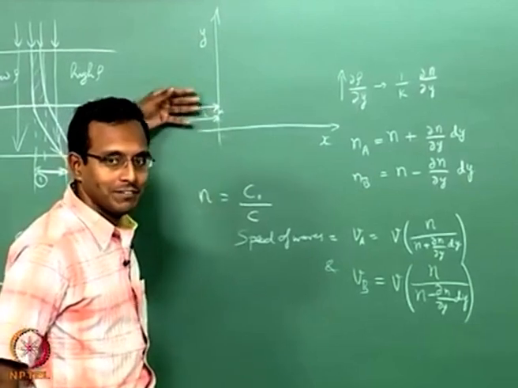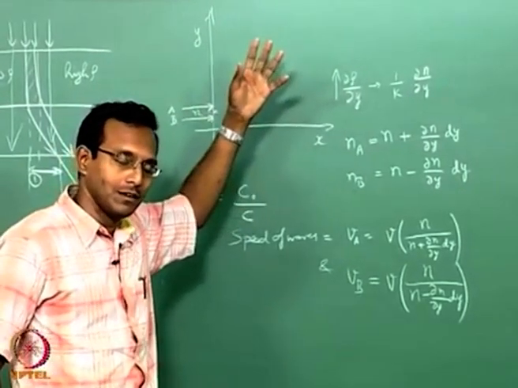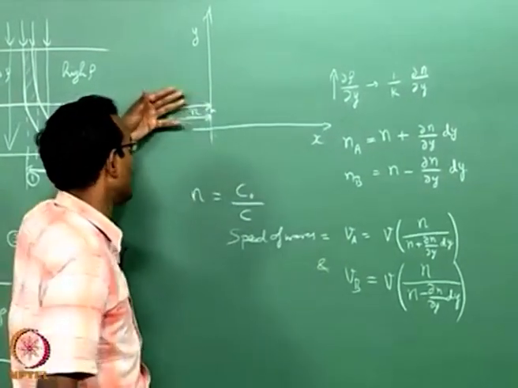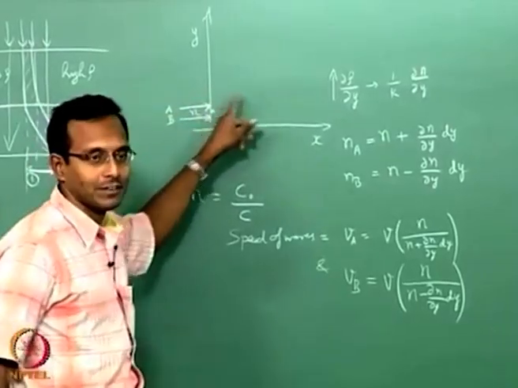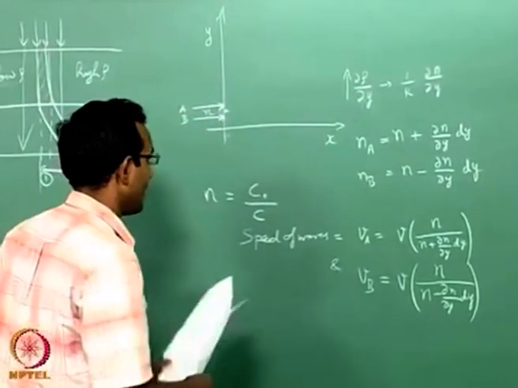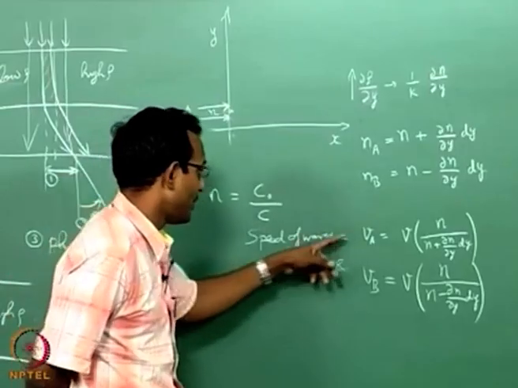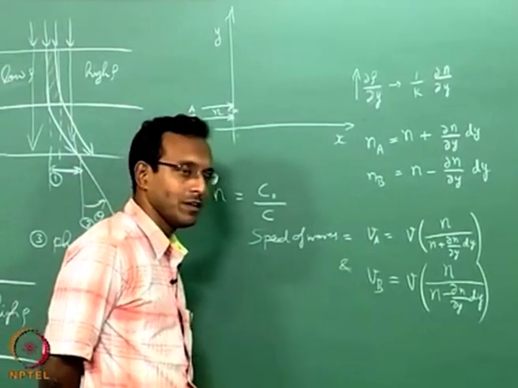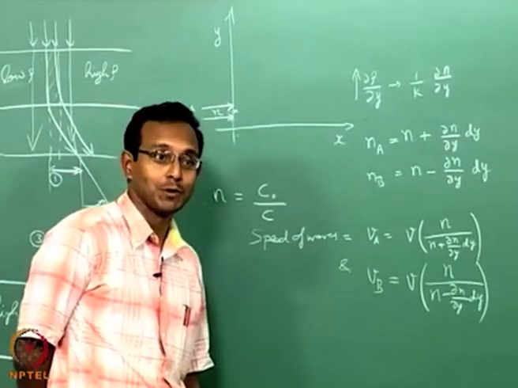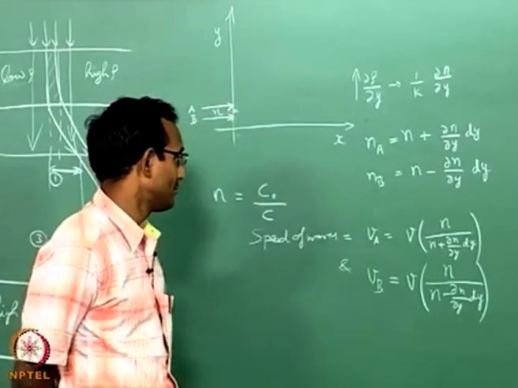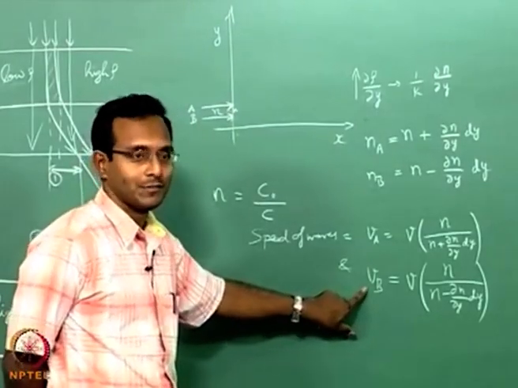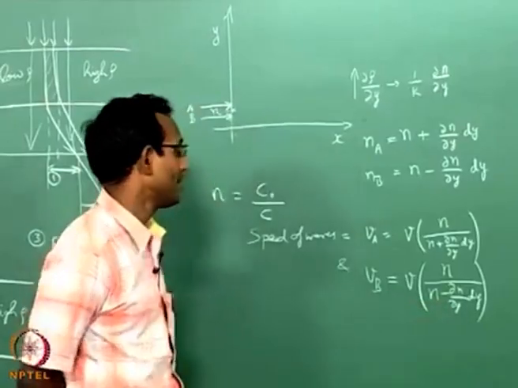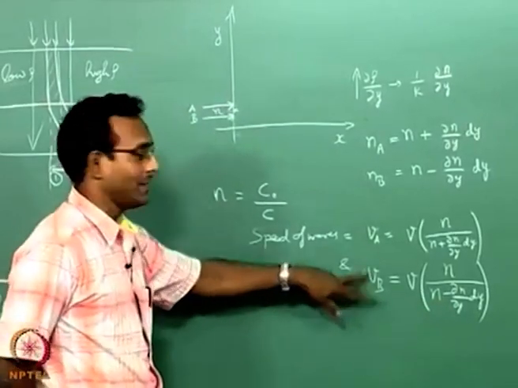Why the wave turns, why the light beam turns, is because the wave fronts are different. If I ask which speed is higher here, Va or Vb, assuming dou n by dou y is positive, Va is higher. Why? Because this number is smaller. So this is going to be a higher speed than that.